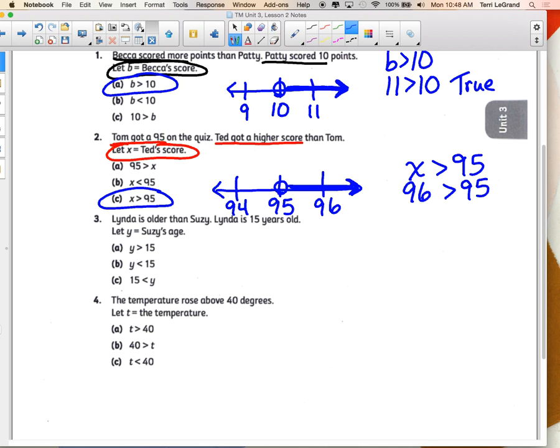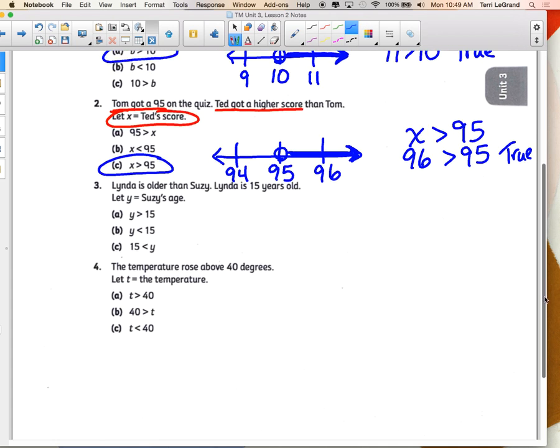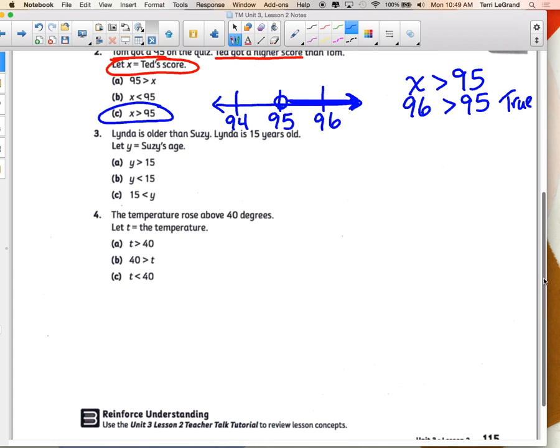96 is greater than 95. True. So if Ted got a 96 on the quiz, that would meet the standards for this problem because he got a higher score than Tom did. Okay, a couple more and then we'll be done here.